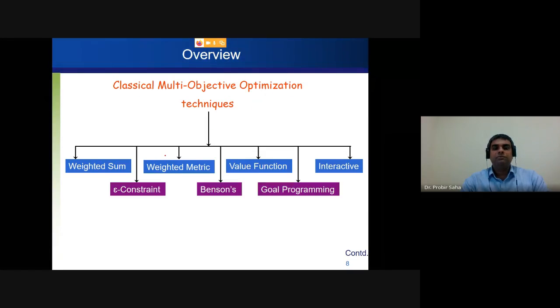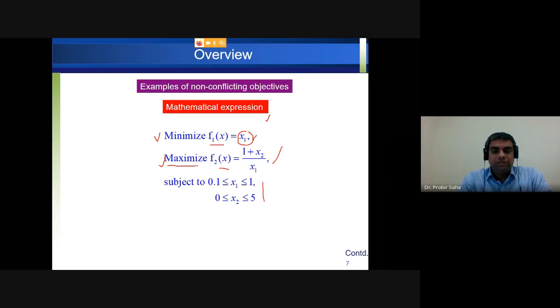So what I can conclude at the end of these 3-4 slides is that multi-objective doesn't mean that the problem has more than one objective function. What is important is to check the conflicting nature of the objective functions with the decision variables, and that is foremost important before applying any multi-objective optimization tools.